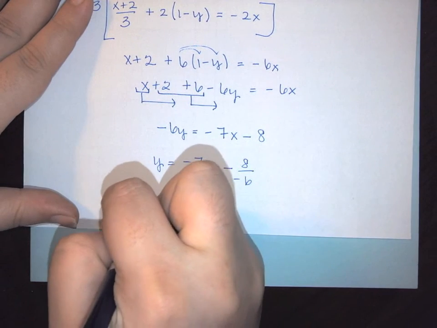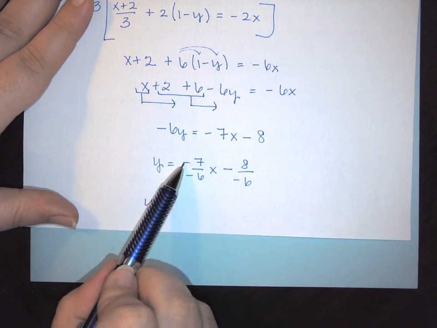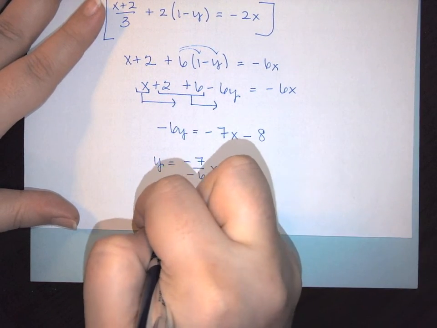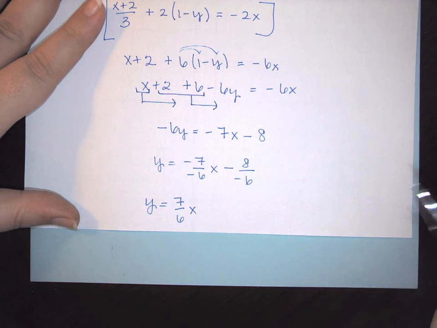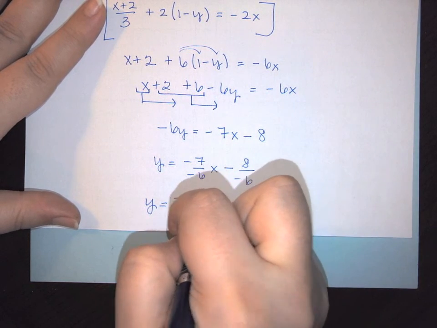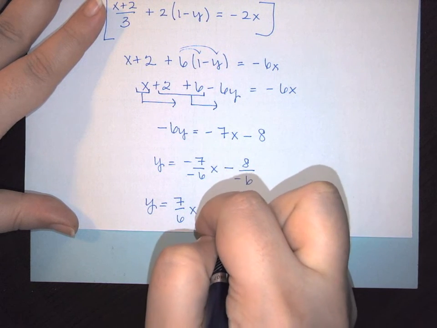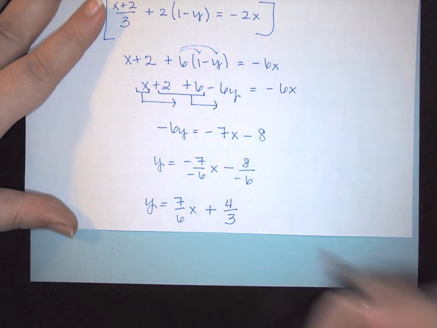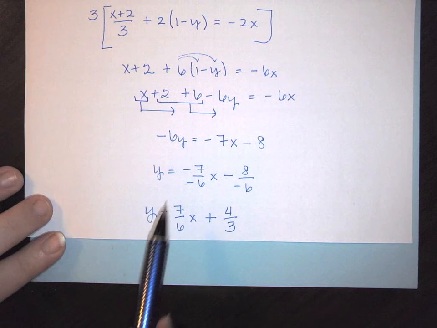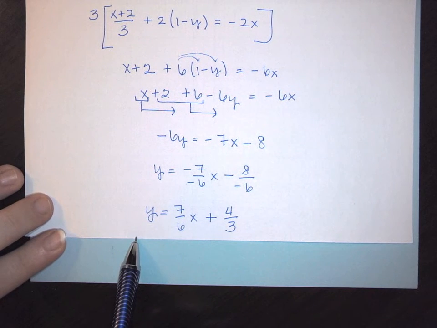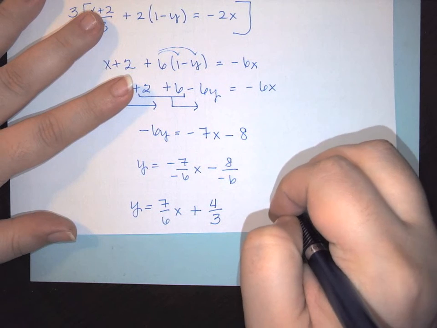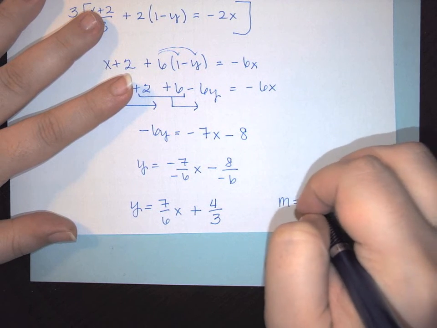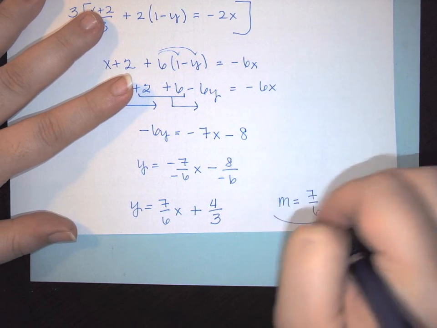So here we're going to end up with y is negative over negative becomes positive, so this is 7 over 6x. Negative over negative is positive, so this becomes plus 8 over 6, which reduces to 4/3. Now, the line was not the important piece, the slope was. So in this case, my slope is 7/6.